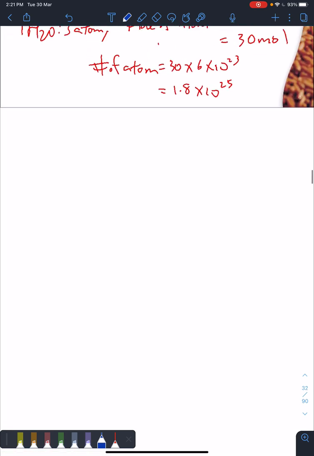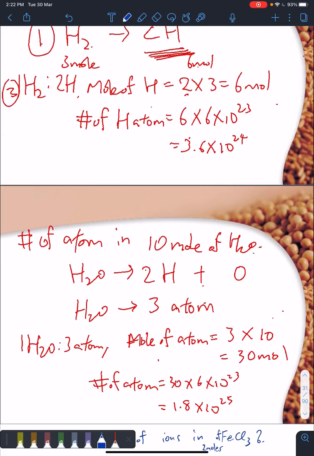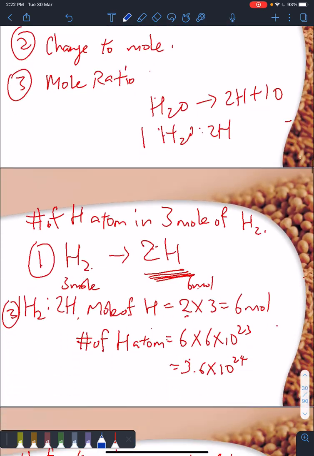So the question will be, what is the number of ions in 2 moles of FeCl3? So first step of the hashtag hack is write balanced equation.